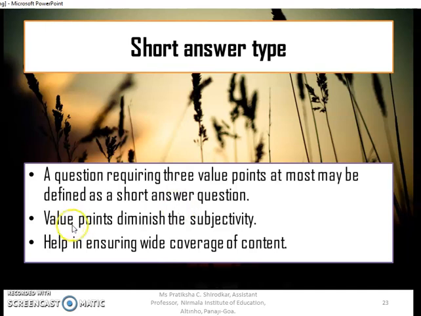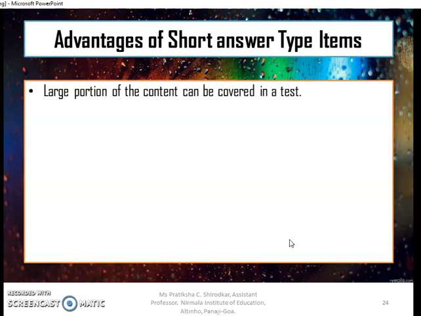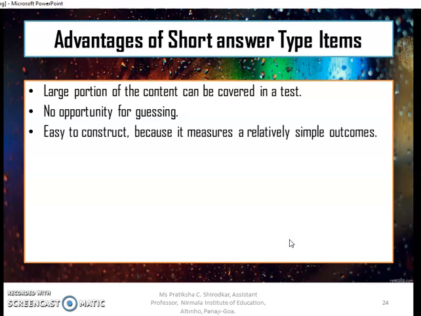The value point diminishes the subjectivity because the student is expected to answer in a particular manner and those particular points. It helps in ensuring wide coverage of the content. Now, there are certain advantages of short answer type questions, because a larger portion of the content can be covered in a test if you choose to give short answer type items. No opportunity for guessing, because here they also need to know the content really well to answer such questions. Easy to construct because it measures relatively simple outcomes and specific answers.